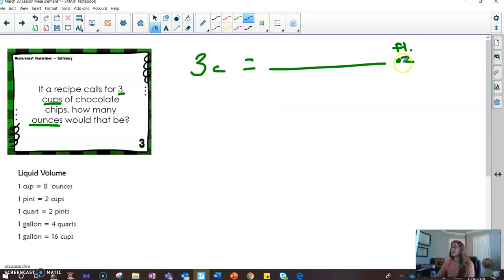I know that cups are bigger than fluid ounces, so I'm going big to small, multiply them all. So I'm going to take 3 and multiply it. Well, what am I going to multiply it by? Two ways we can figure that out. We can go over here and look where we find cups and fluid ounces, and we see that right here. 1 cup equals 8 ounces, so we would multiply it by 8.